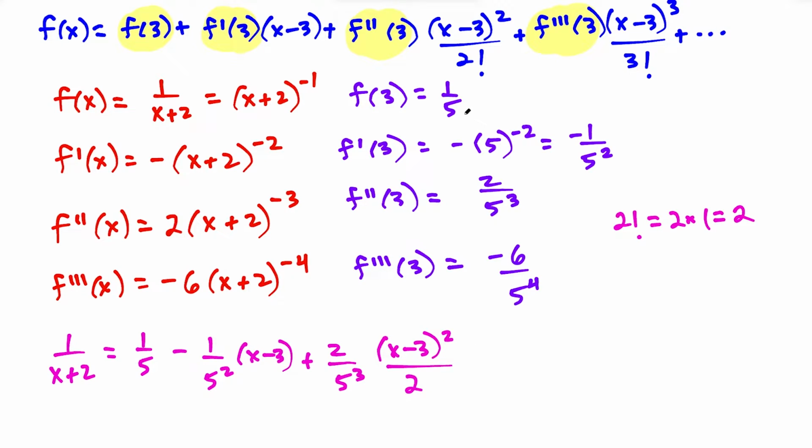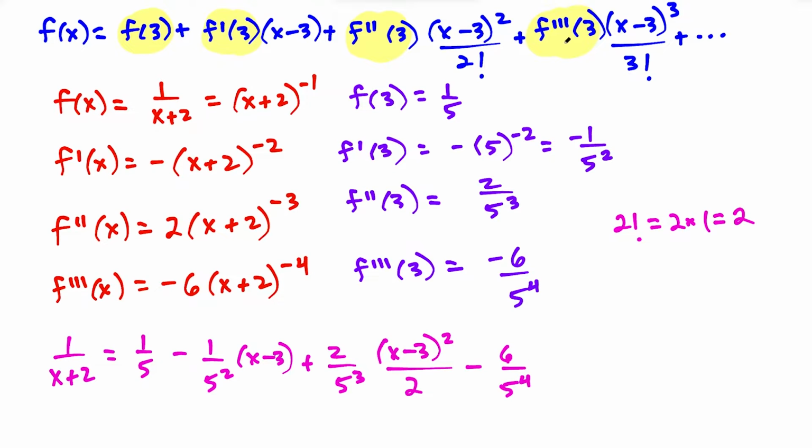And then next we'll have plus f triple prime of 3, which is minus 6 over 5 to the fourth, and we're multiplying f triple prime of 3 by x minus 3 to the third power over 3 factorial. But another thing to be mindful of over here is that 3 factorial is equal to 3 times 2 times 1, which is equal to 6. So we have 2 over 2 canceling, and then we'll have 6 over, once again, 3 factorial is equal to 6. So these terms will just cancel out.